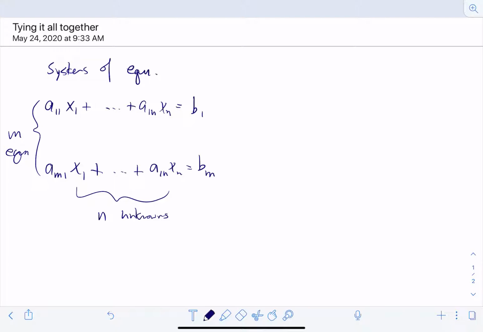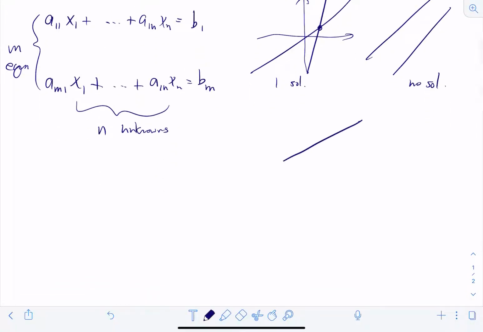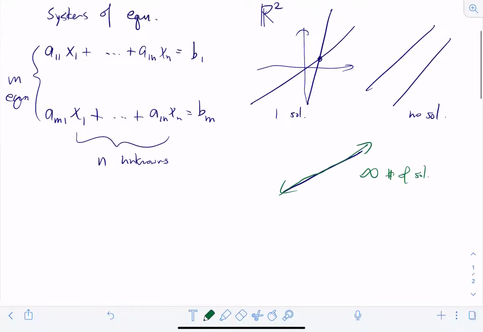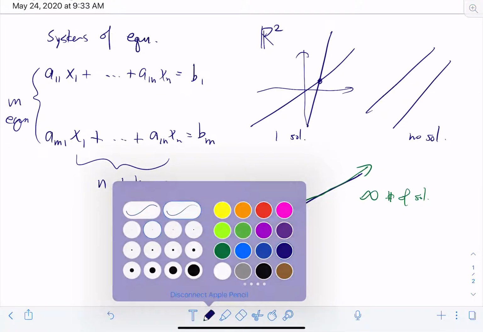So if you were looking at the R2 situation, here are your axes. You could have one line that goes like this and another line that goes like that, so they intersect at a point, right? Or you could have two lines in parallel. So this is one solution. This was no solutions. And then you could actually have two lines that lived right on top of each other, and that would give you an infinite number of solutions, right? So this was the first way that we looked at this idea, systems of equations.